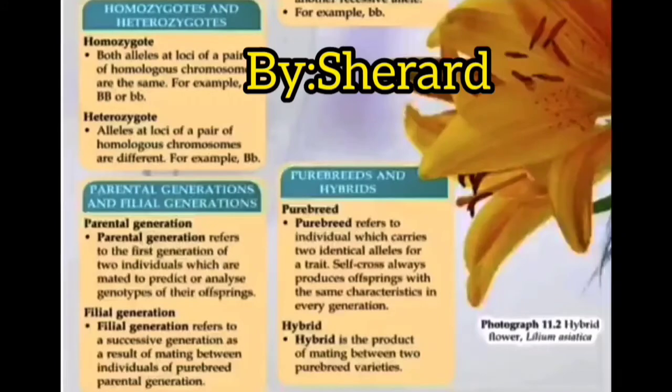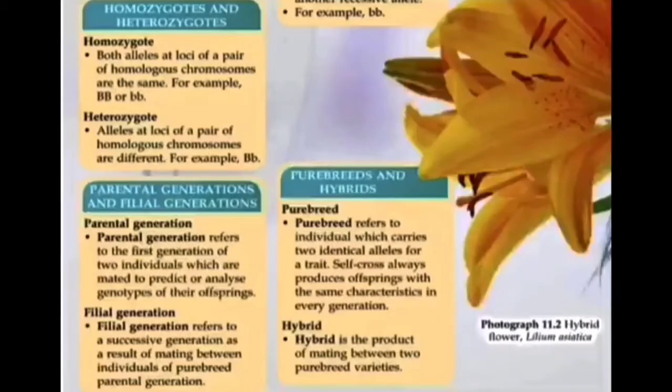Homozygotes and heterozygotes. In homozygotes, both alleles at the loci of a pair of homologous chromosomes are the same. For example, BB in capital letters or bb in small letters. In heterozygotes, the alleles at the loci of a pair of homologous chromosomes are different. For example, B capital letter and b small letter.